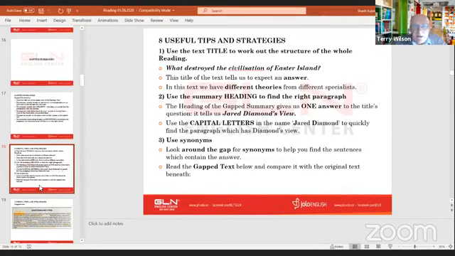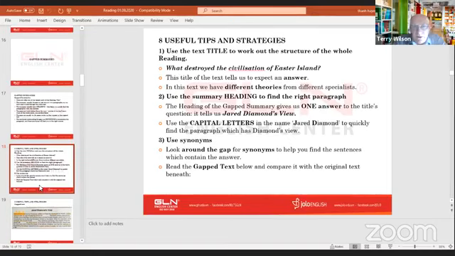And these synonyms will lead you to the right answer. Now, here are 8 useful tips and strategies. So, number 1, use the text title to work out the structure of the whole reading. For example, what destroyed the civilization of Easter Island? This title of the text tells us what to expect. And in this text, we have different theories from different specialists.